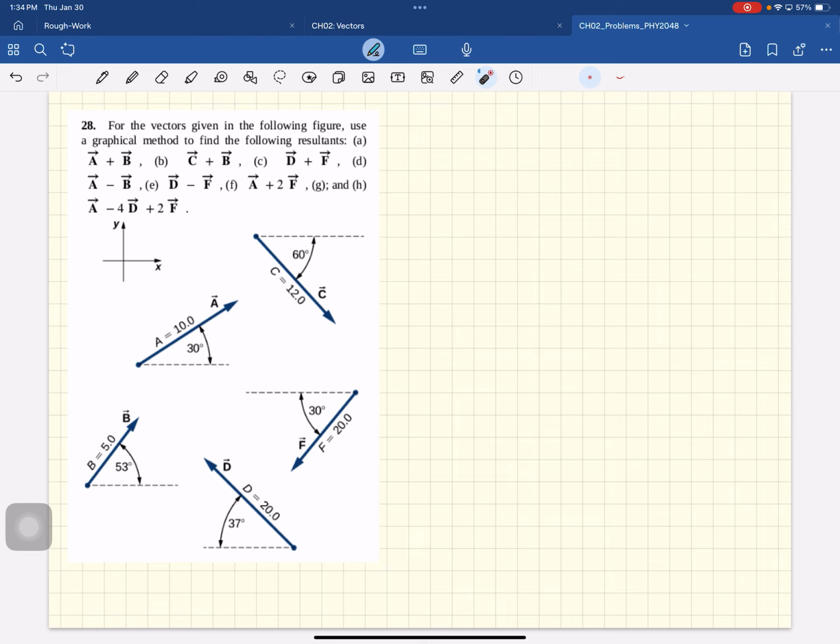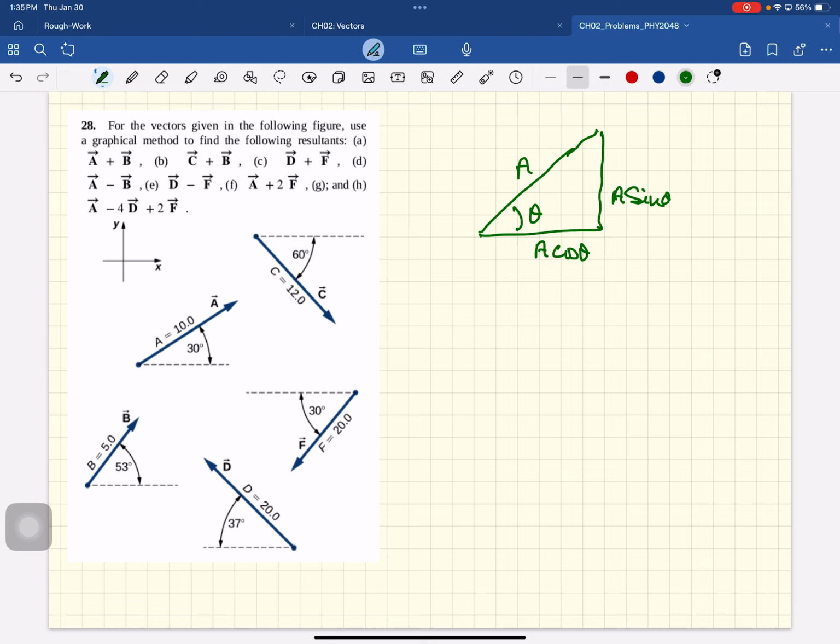Before I do this, you remember from your trigonometry classes, for a right angle triangle, if this is A and this is theta, the adjacent component, that length, is A cosine theta. And what is this one? A sine theta. Everybody know that? Everybody good on that? Okay.